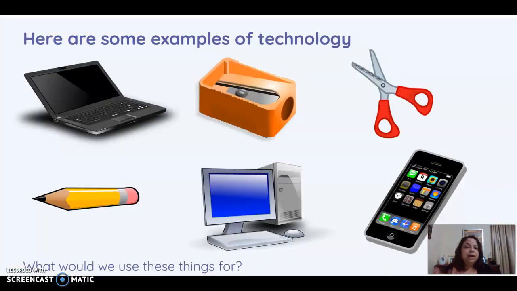So, if it's man-made, can I say that a pencil sharpener is technology? Can I say that a scissors is technology? Can I say that a pencil is technology? They are not computers, but they are technology, right? That's true. So they are technology because they are all made by man to help us do something.